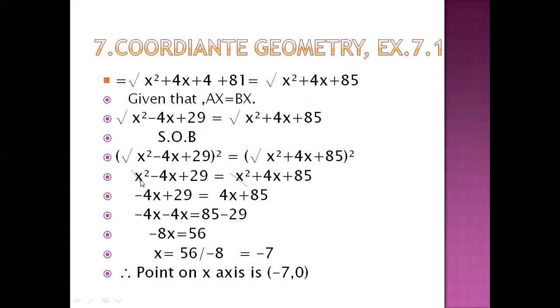On both sides we have x square common, so we can cancel both. Then we get minus 4x plus 29 is equal to 4x plus 85. Bring plus 4x to the left hand side and bring 29 to the right hand side. So minus 4x minus 4x is minus 8x, and 85 minus 29 is 56. Minus 8x is equal to 56, then x is equal to 56 by minus 8. When you divide it, you will get minus 7. So the x point we got is minus 7. I already said a point on x-axis means the y coordinate will be 0. Therefore, the point on x-axis is (minus 7, 0).